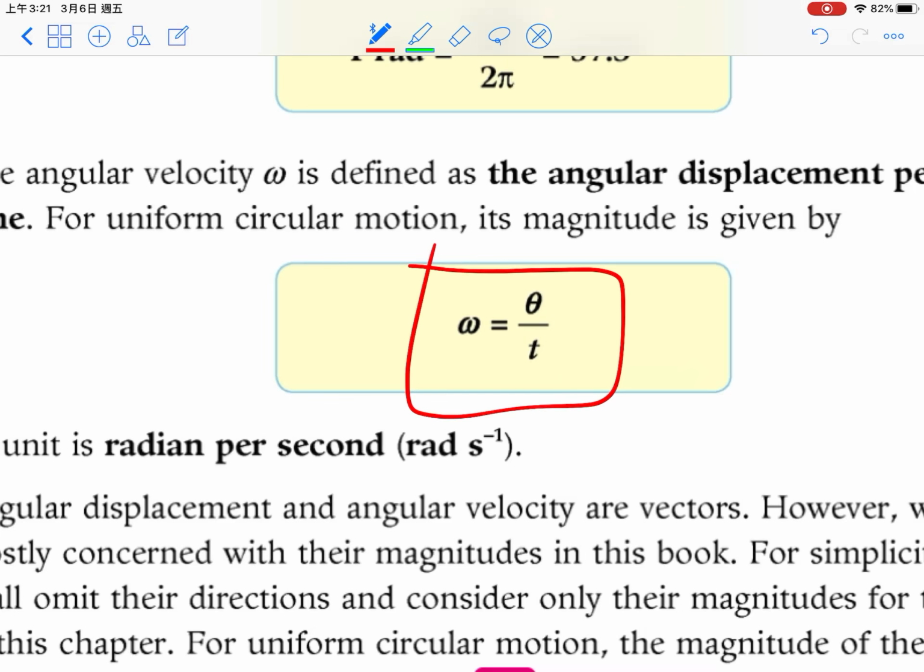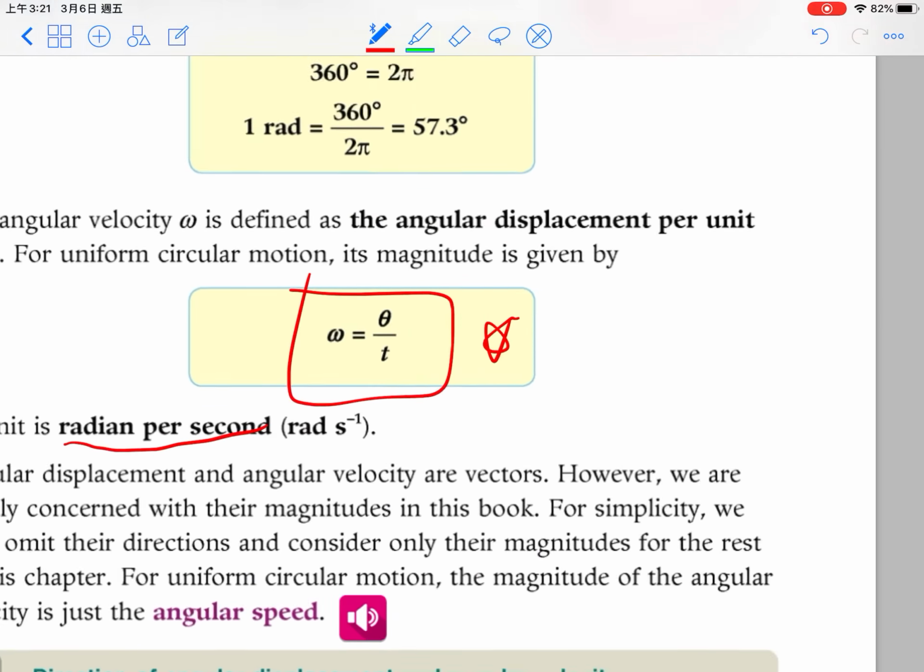And don't forget this equation, omega equals theta over t. This is also not given in the public exam. You need to memorize it by yourself. Radian per second is the unit.